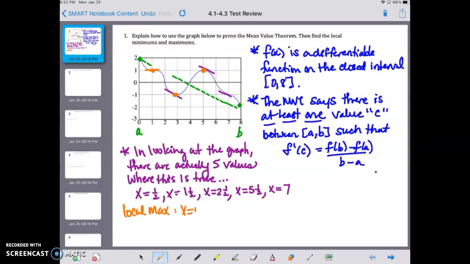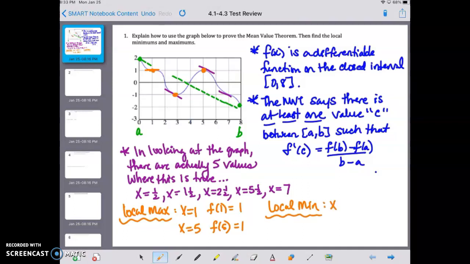So for my local max, I would say x equals 1, and I would say I have a local maximum at x equals 5, right? And the value of my function at x equals 1 is 1, right? So we don't have a function here, but we'll just say f of 1 equals 1. And f of 5 also equals 1. Okay, so those are the actual values of the maximum. And then local min, we already discussed that x equals 1 is also a local min, right? So I already know that f of 1 equals 1. But then I have another local minimum at x equals 3. And f of 3 is negative 1.